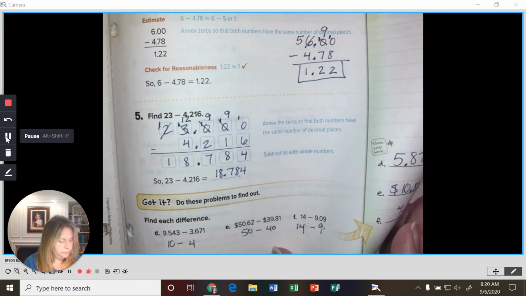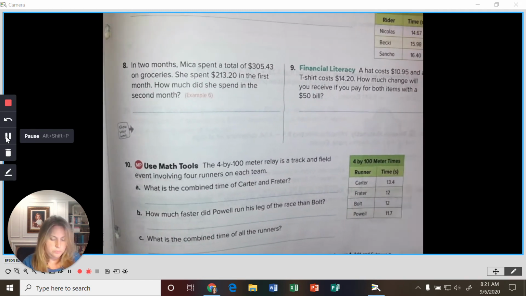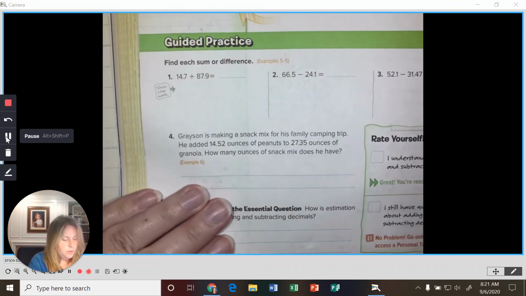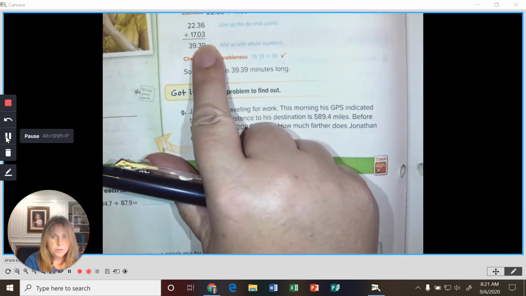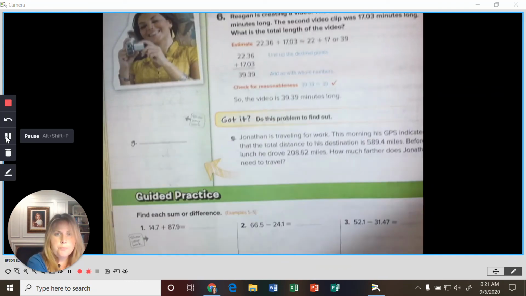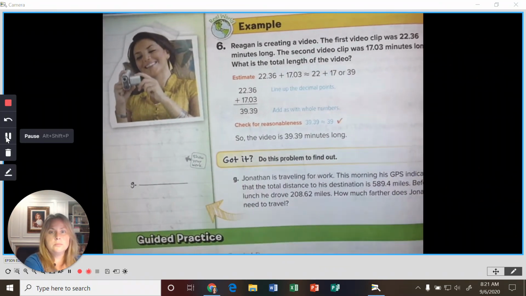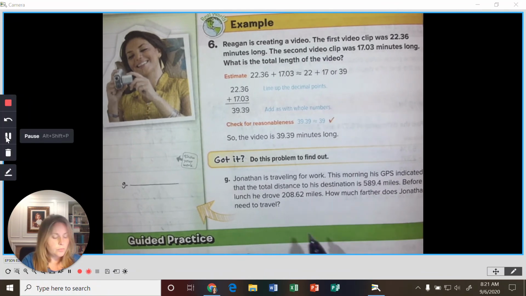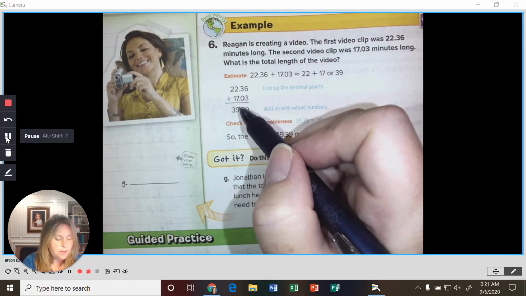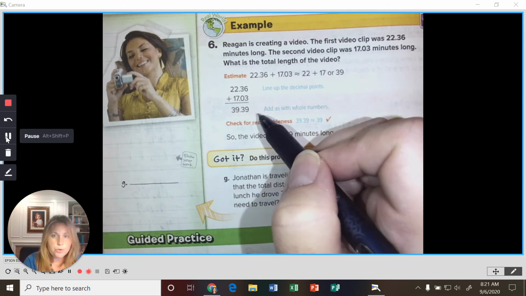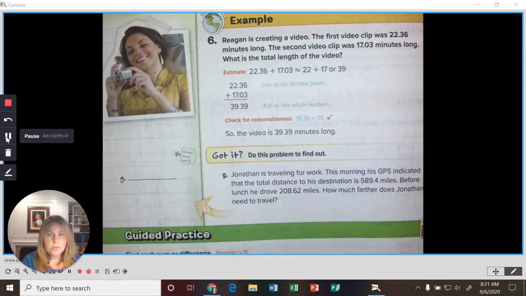All right, back to this. We have our decimals lined up. Let's get the camera in the right spot. Six plus 3 is 9. 3 plus 0 is 3. 2 plus 7 is 9. 2 plus 1 is 3. So 39.39. All right, so that's just an example.